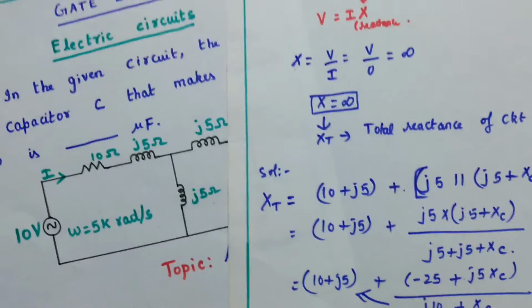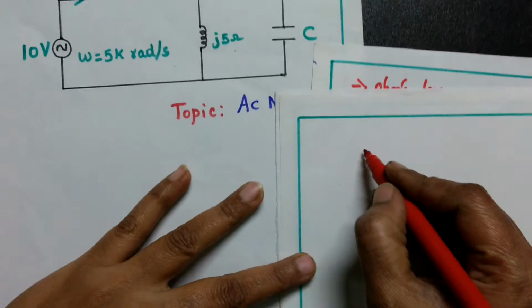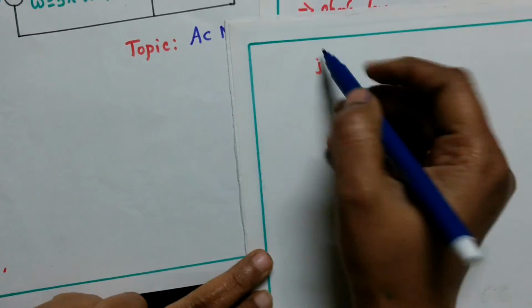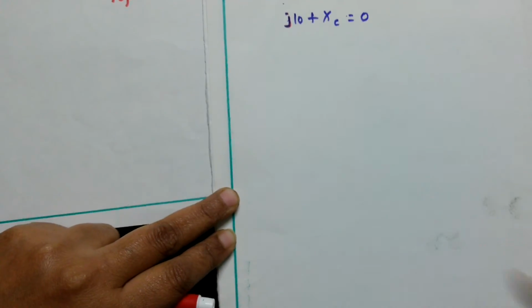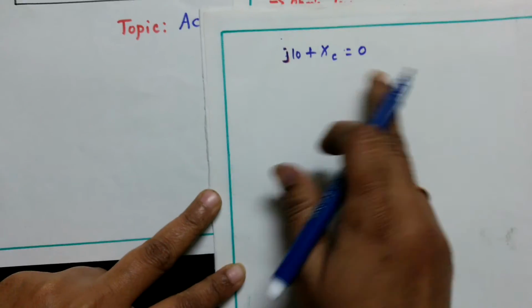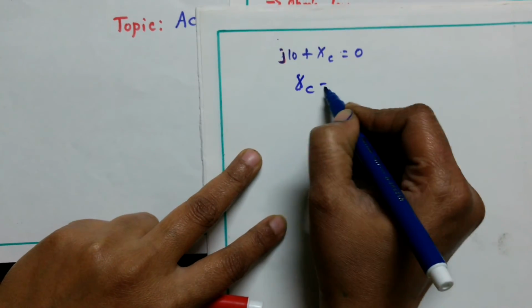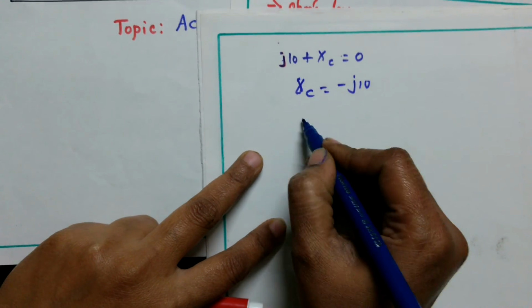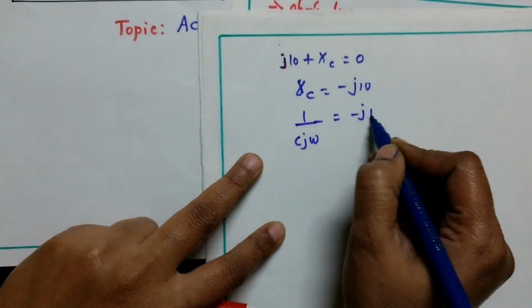What is the denominator term? j10 plus Xc. So j10 plus Xc equal to 0. We are equating the denominator term to 0. So Xc equal to minus j10. We know Xc is 1 by j omega C, equal to minus j10.